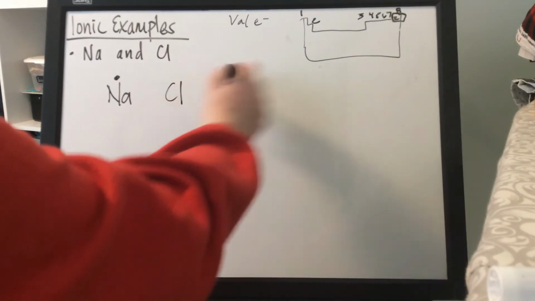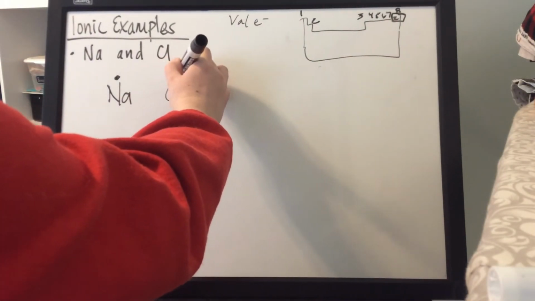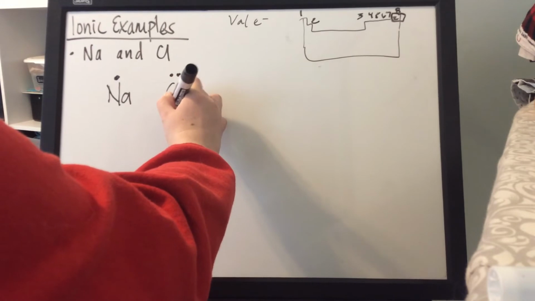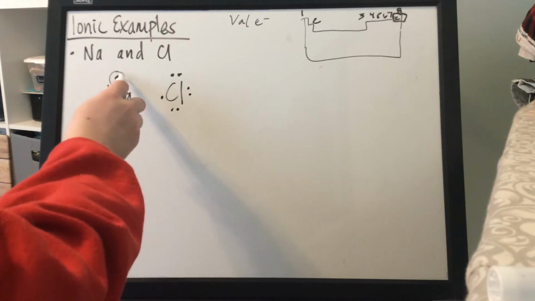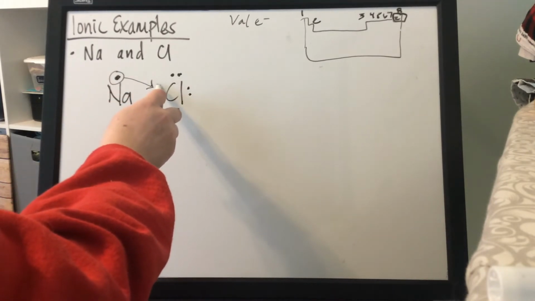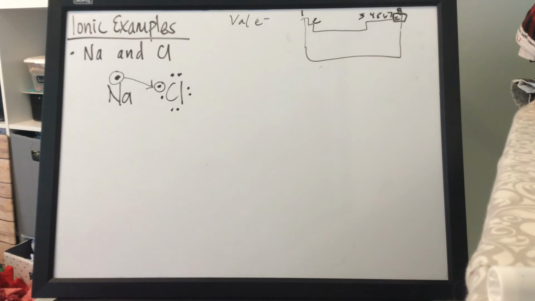Chlorine's all the way over at the right. Chlorine comes in with 7 valence electrons, and I'm going to give chlorine 7, just like this. Remember the goal of all these things is to have 8 valence electrons. So sodium says, hey, chlorine, would you like my valence electron so that you can have the magic number of 8? And chlorine says, yes, I would.